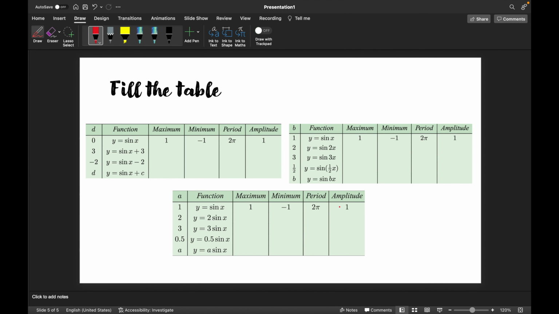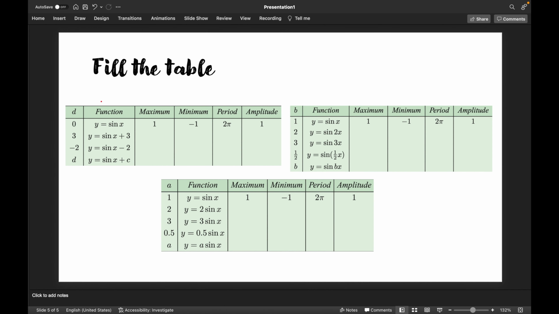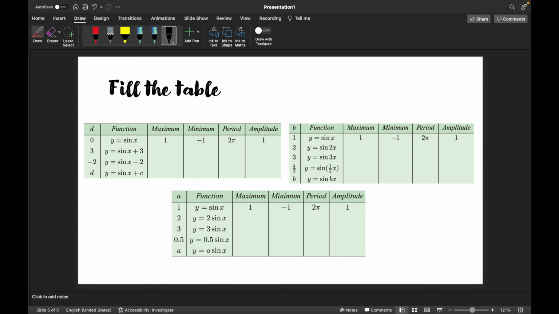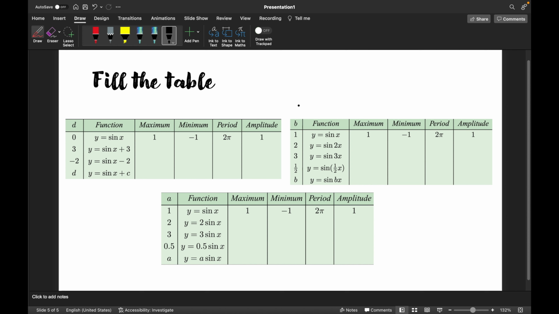And now try to fill the table. If you've understood the concept, then this should be easy. If you're done, just unpause the video and I will work the answer with you.